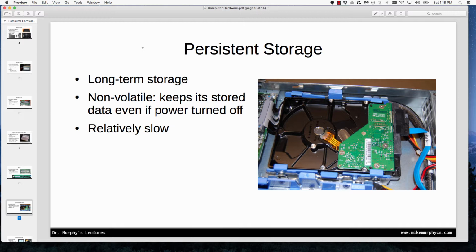It's an order of magnitude slower than RAM, which is also an order of magnitude slower than the little bit of memory that we have in a CPU. So we have different levels of memory here. Obviously this is the slowest, but it's very important because we need to keep that stuff somewhere.